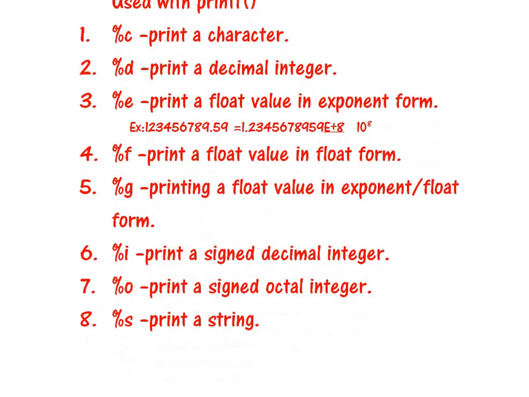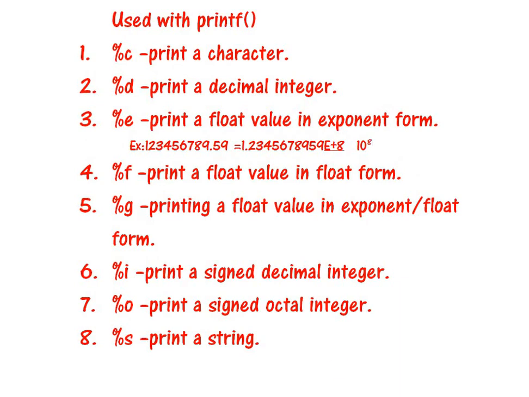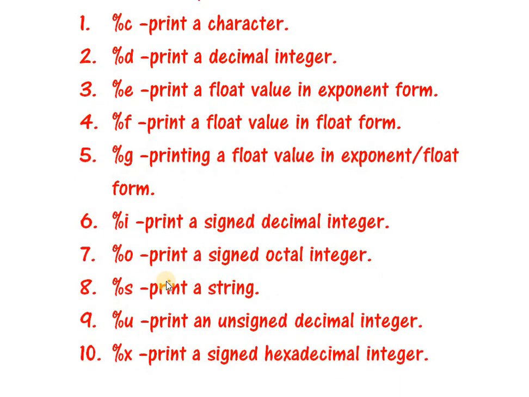After that, in the scanf statement, %i is used for decimal, hexadecimal and octal. Here, for a single decimal integer only, we use %i. For octal integer, we use %o. And for hexadecimal, we use %x. %u, you know already, is for unsigned decimal integer, same as the scanf function. And here %s is used for printing a string.